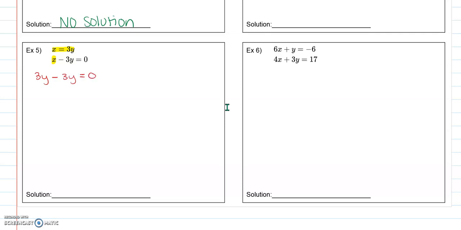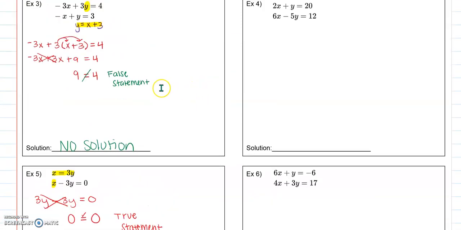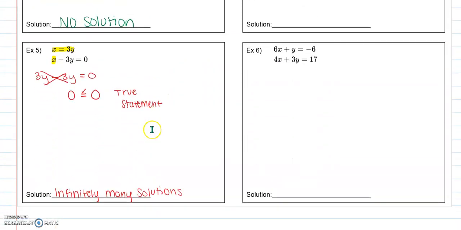Now let's combine like terms. Oh, those cancel. 3y minus 3y is equal to 0, which 0 does equal 0. That is a true statement. So even though we canceled everything out, this is a true statement. So that means this solution is going to be your infinitely many solutions. So if you get a true statement, your answer is going to be infinitely many, whereas up here when we had a false statement, it was no solution.